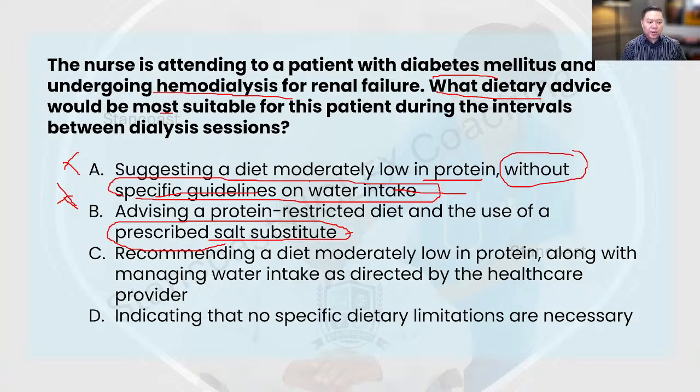Now, what about letter C? Recommending a diet moderately low in protein along with managing water intake as directed by the healthcare provider. Sounds like a prudent nurse to me. Yes, that is the correct answer. When the patient with diabetes mellitus undergoes hemodialysis, they need to have proper dietary management. So again, moderately low protein along with managing their water intake as well. And in order for them to maintain that safe balance and also to prevent complications associated with overload, which is really common in those patients.